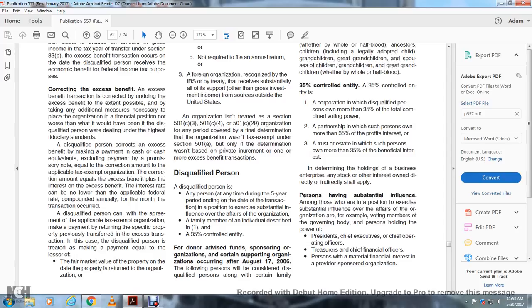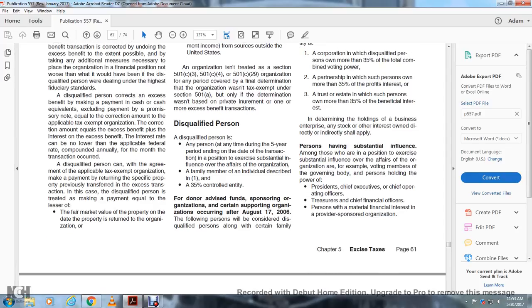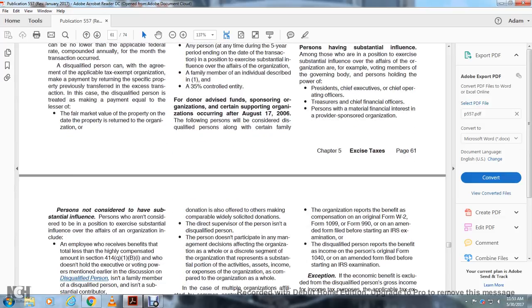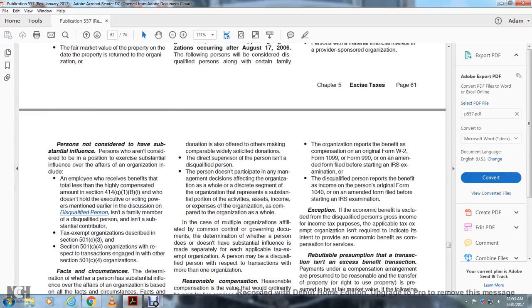In determining the holdings of a business enterprise, any stock or interest owned directly and indirectly shall apply. Persons having substantial influence are those who are in a position to exercise substantial influence over the affairs of the organization, for example, the voting members of the governing body, and those holding the power of President, Chief Executive, Chief Operating Officer, Treasurer, or Chief Financial Officer, and persons with a material financial interest in a provider-sponsored organization.